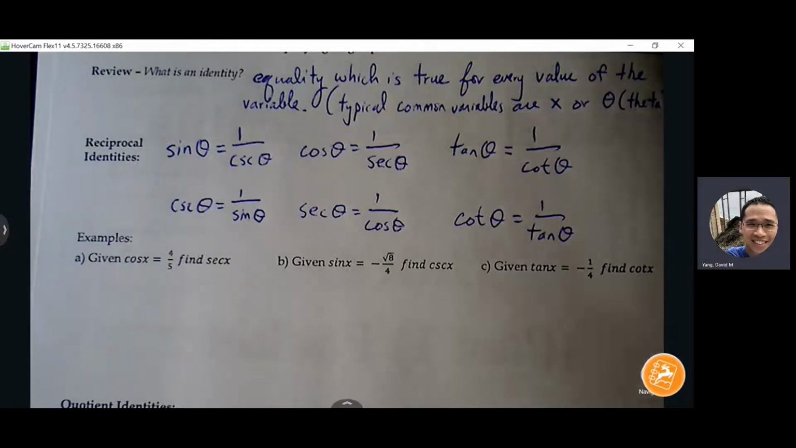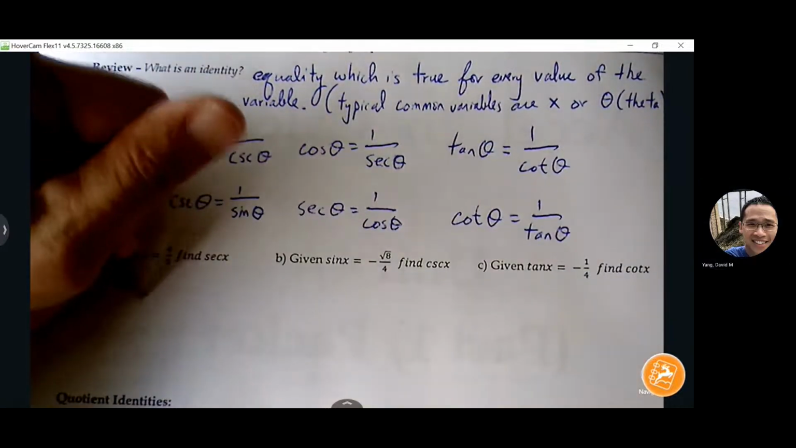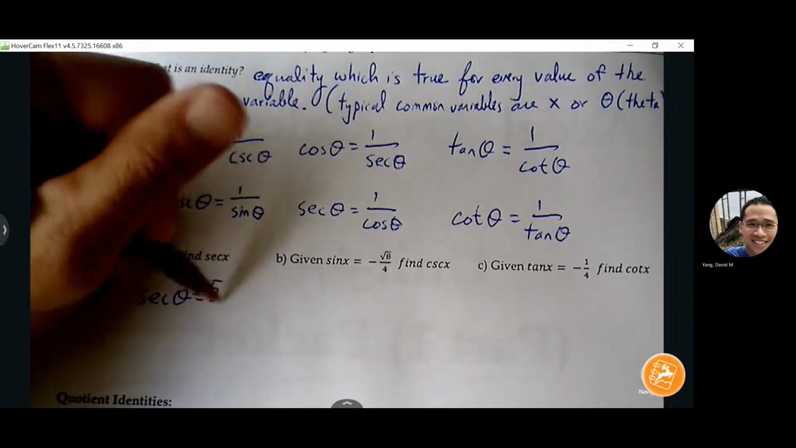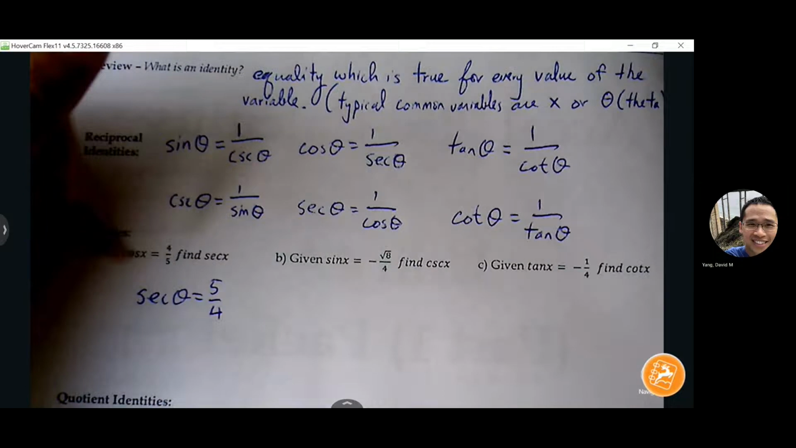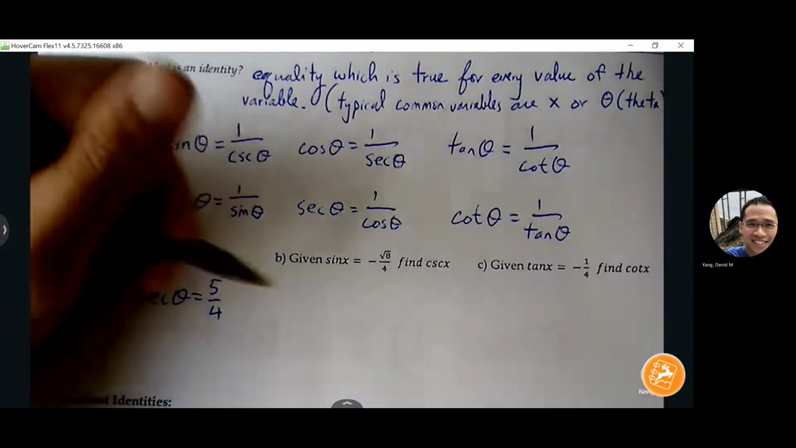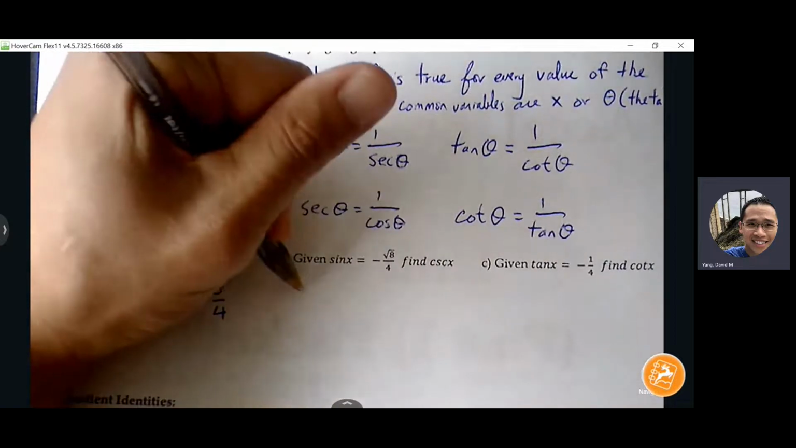Okay, so example A here, given cosine of theta is 4/5, secant of theta must be what? Sorry, I put theta. So if we know a trig function has a ratio, then we know the reciprocal is just flipping that value around. Part B, same thing.